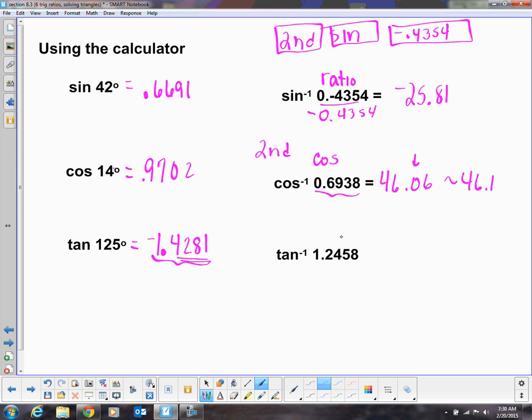You still getting syntax error with no negatives? Show me. Second sine. Negative 0.4354. Okay. You have to sign it out. You can't just take one, sir.